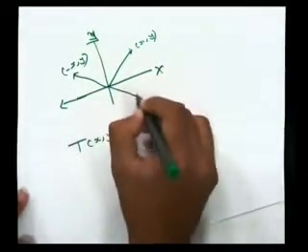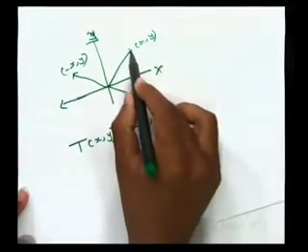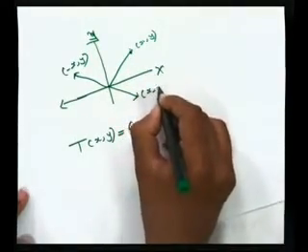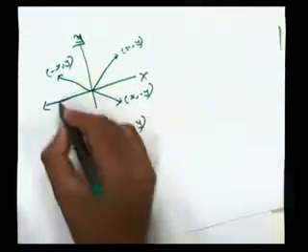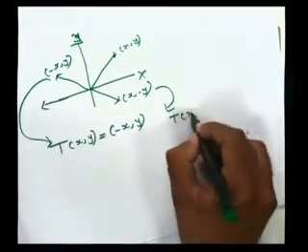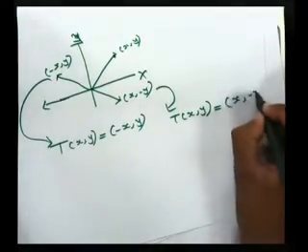If reflection about the x-axis, so that is here. Imagine this is a mirror. So the reflection of this vector is x, minus y. So that is T of xy is equal to x, minus y.